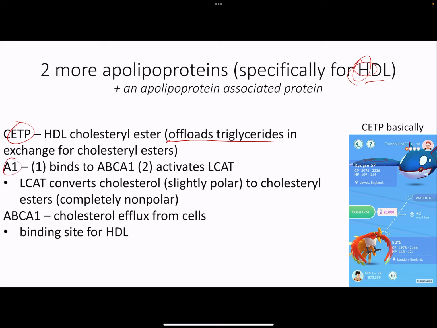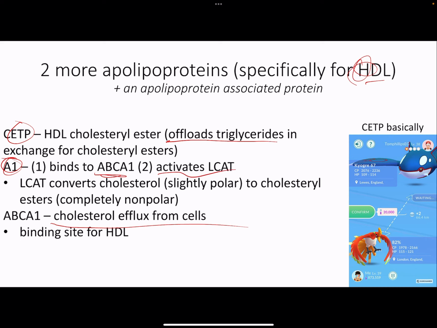A1 then, it's definitely for trading. A1 is going to bind to ABCA1, which is on various cells. We'll talk about that now. It binds to ABCA1. ABCA1 is an efflux transporter. So a cell has too much cholesterol for whatever reason, and it's saying, please get rid of this cholesterol. ABCA1 is pushing the cholesterol out onto the HDL, which is binding to it.